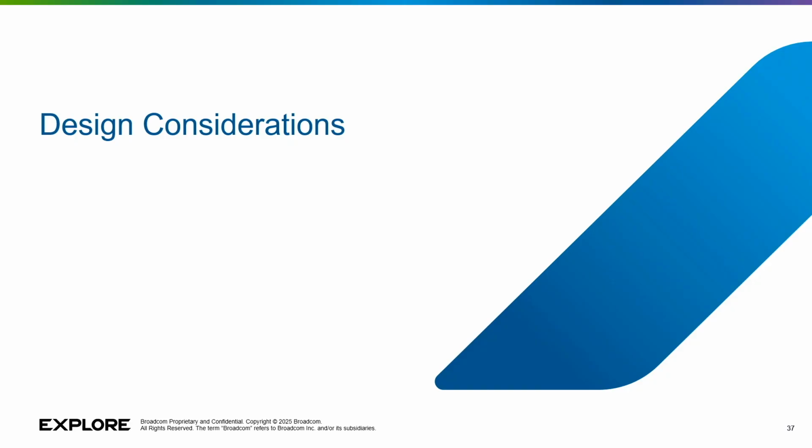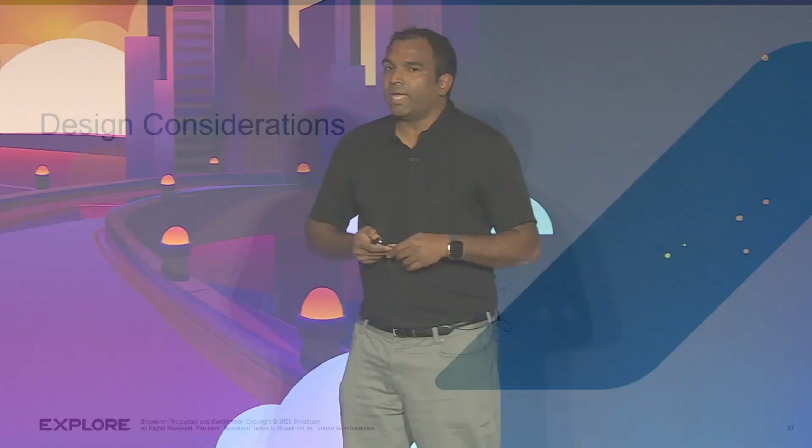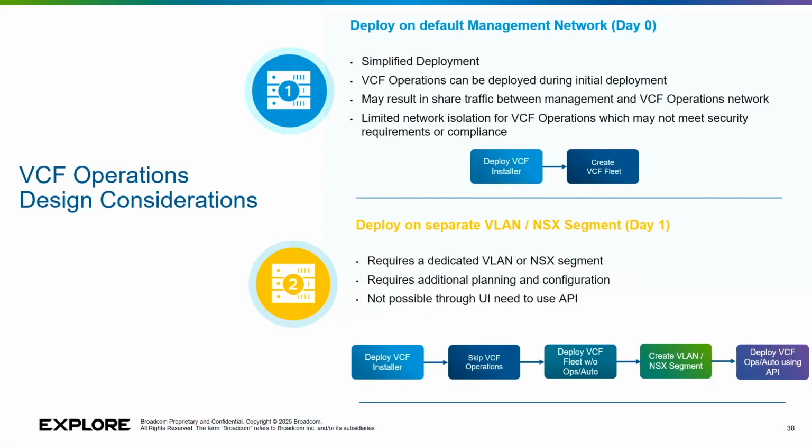All right, so now that we've spoken about the designs, let's talk a little bit about the additional design considerations that you should be mindful of as you start building VCF, with a big focus on the management domain. So like I said, Ops becomes a part of your primary management domain in the fleet. So there are 2 ways to actually deploy Ops, right? In terms of the networking, you can deploy it on the same management network as you have the rest of your management components. You can choose to do that.